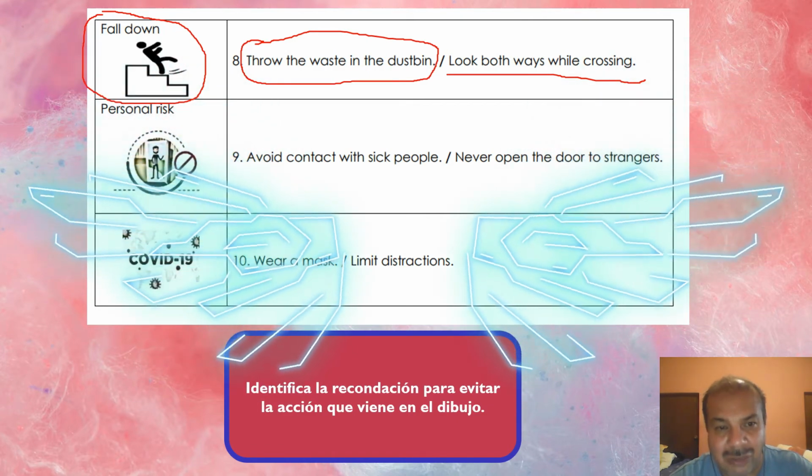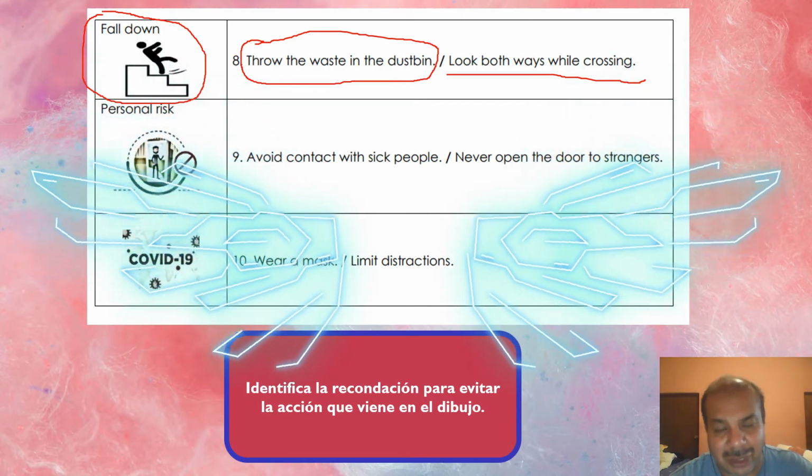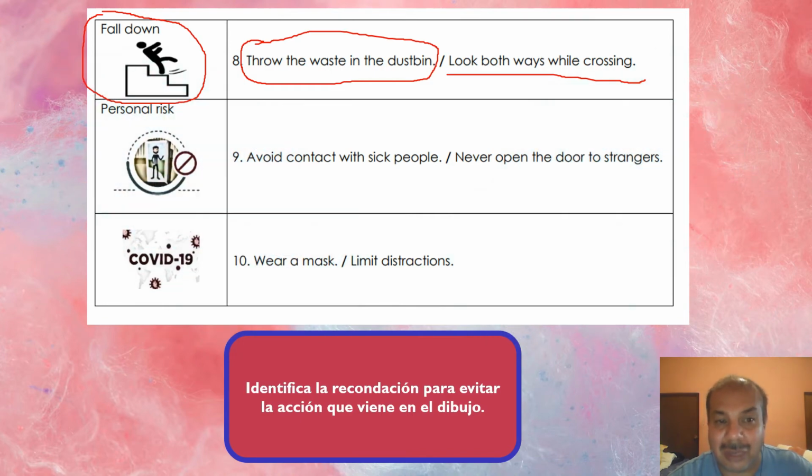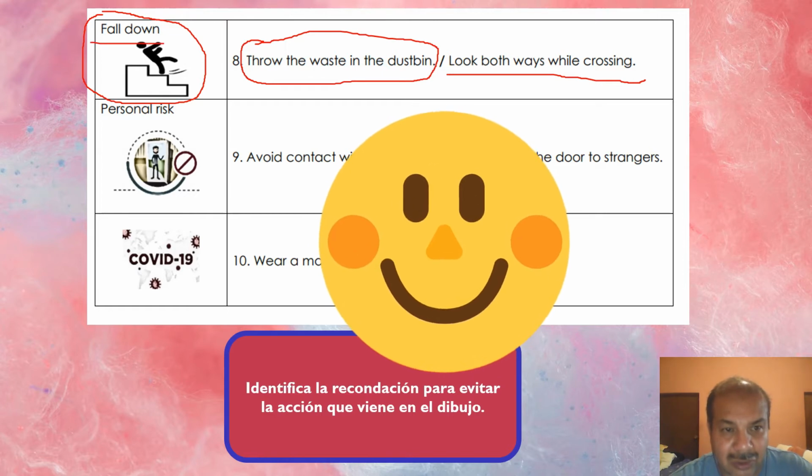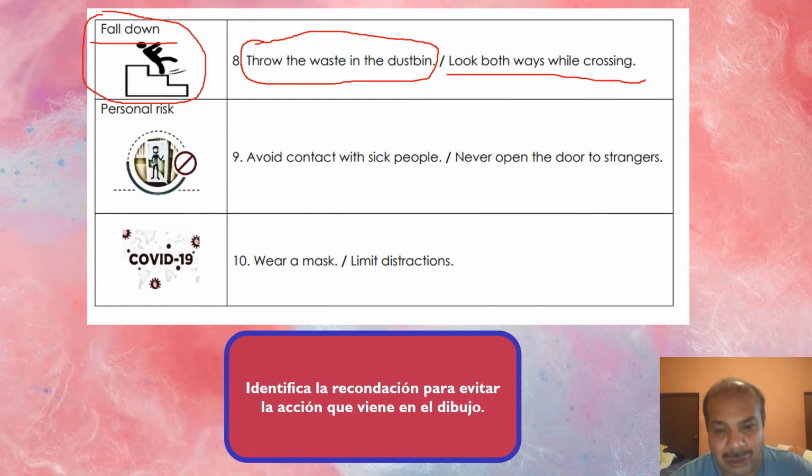See the image and figure that out. What is the meaning of it? Miren la imagen y figúrense qué es lo que está sucediendo y cuál es la mejor opción to prevent that activity to happen. Now, that's fall down. The next one, the next part, the next question is personal risk. How can we avoid being on a risk? We have 2 options again.